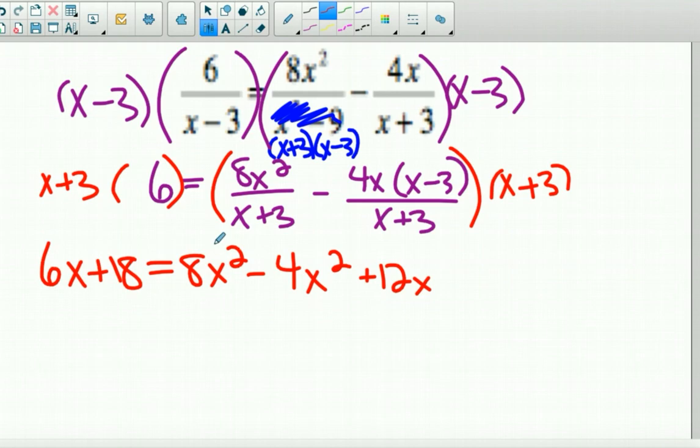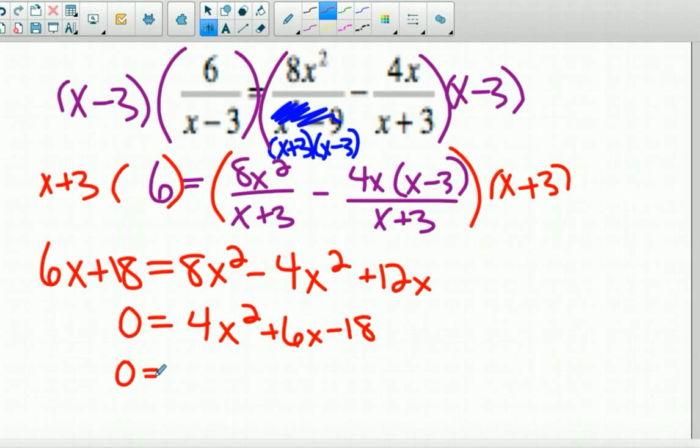And now I have no more denominators. You see I have a quadratic, so I'm going to get everything to one side. It's going to give me 0 equals 8x squared minus 4x squared, so 4x squared, plus 12x, but keep in mind I'm going to subtract 6x from over here, so it's going to be plus 6x. And then minus 18. What I see right away is that each term has 2 in common, so I'm going to divide both sides by 2. 0 divided by 2 is still 0, and I get 2x squared plus 3x minus 9.